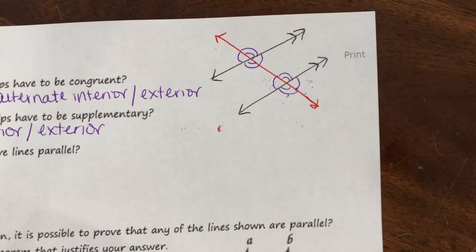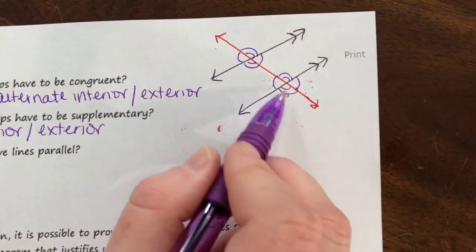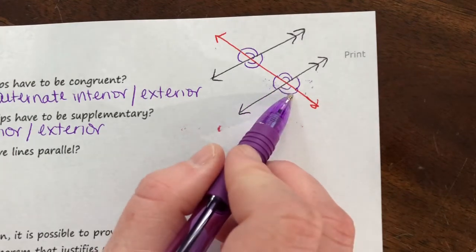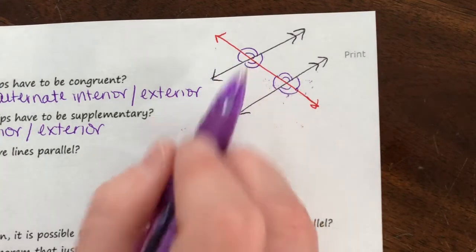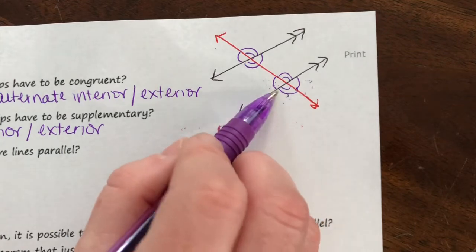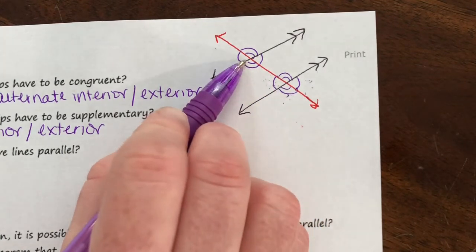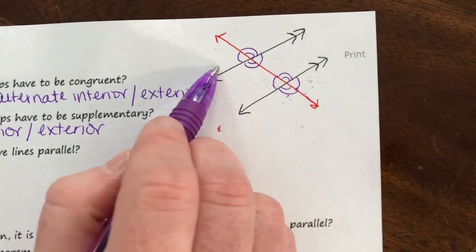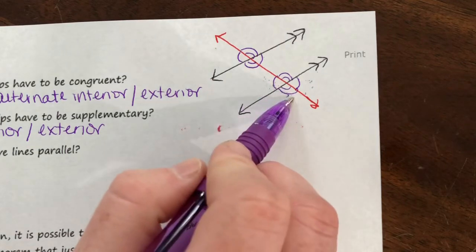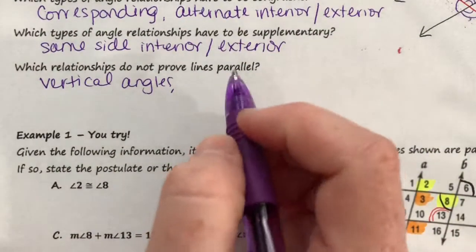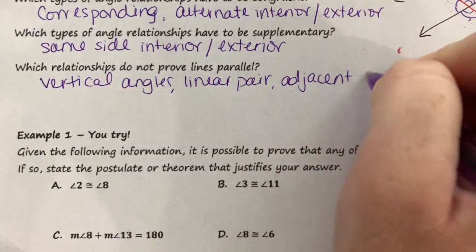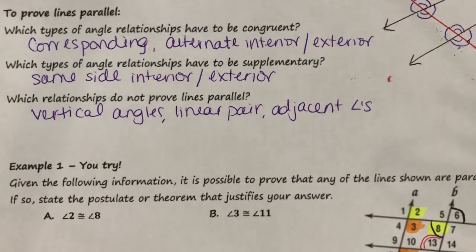What else? What other types of relationships? What about a linear pair? Right? Adjacent angles or linear pairs. These two angles are right next to each other, which tells me they're supplementary. They make up a straight line. But does that help me prove that this line is parallel to this line? No, because all of my angles are just on this line. None of them that I'm looking at are on this line. So a linear pair or adjacent angles do not help me prove that lines are parallel. They are angle relationships, but they don't help me prove lines are parallel.